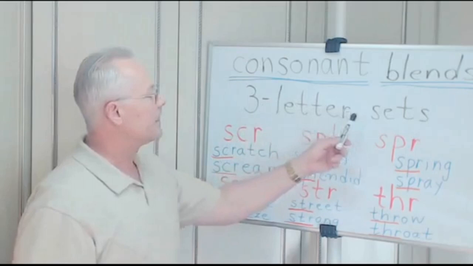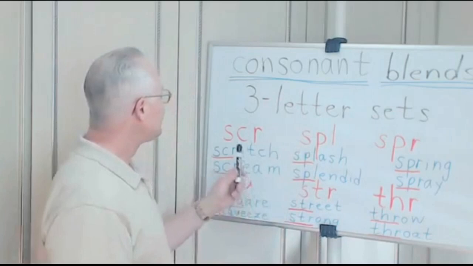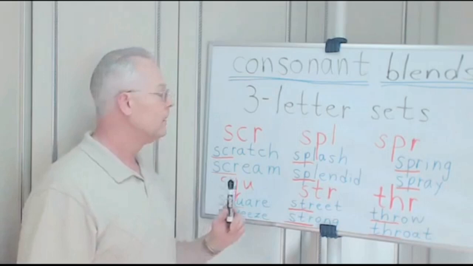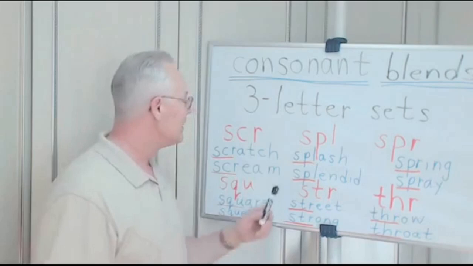Three-letter sets, a set. Instead of a pair of two, we have a set of three. The ones we're looking at, SCR. S, and here the C sounds like a K. Scr, scr, cr, r. Scratch.